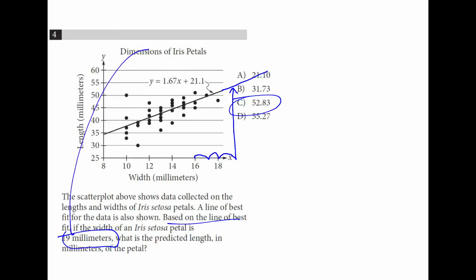I suppose you could put 19 into this equation if you wanted to find a more precise answer, but either way the answer is C.